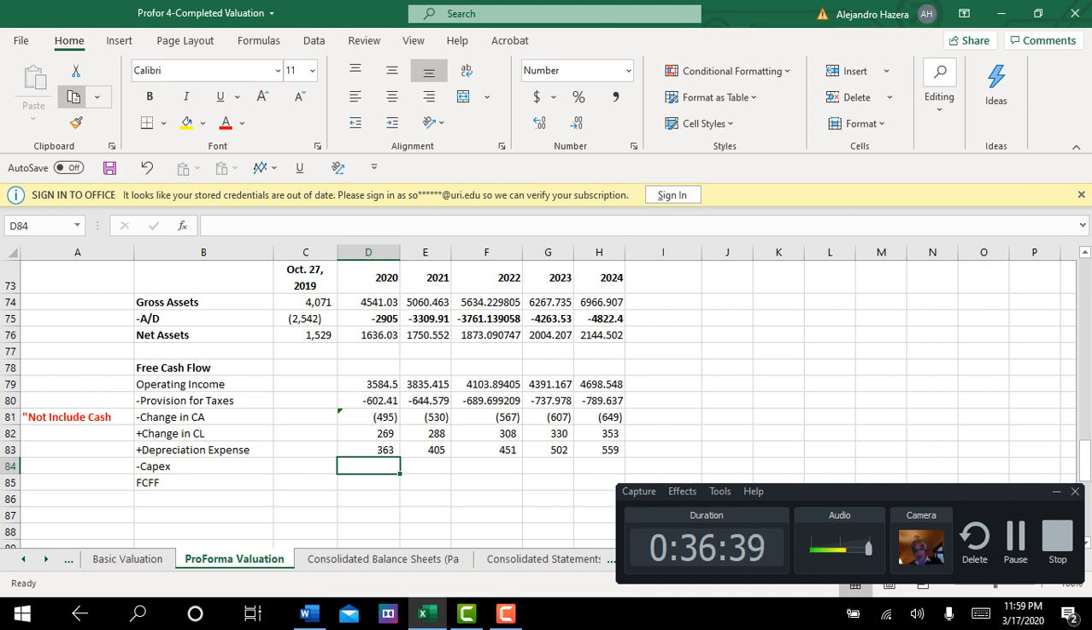Now my capital expenditures are the difference between the ending gross assets for one year and the beginning gross assets for the same year, because you're purchasing assets.